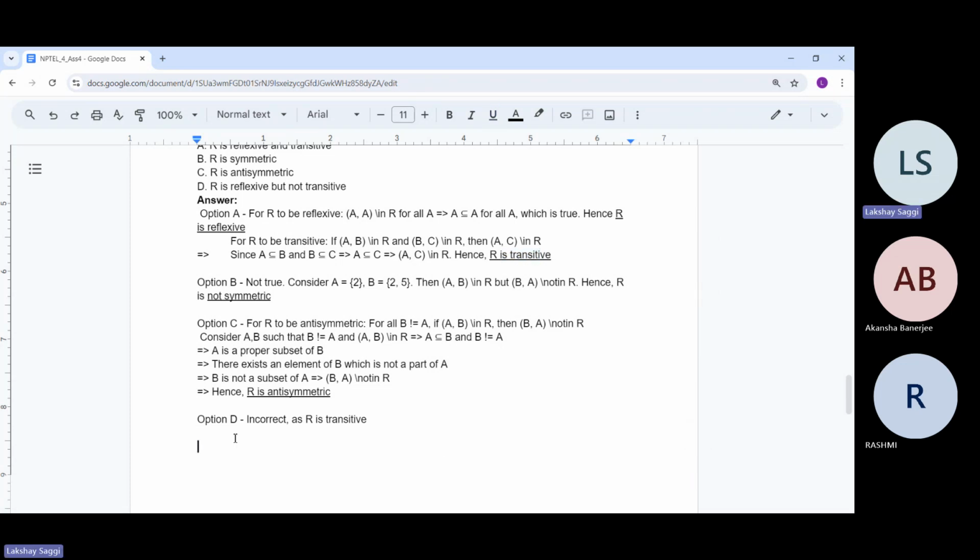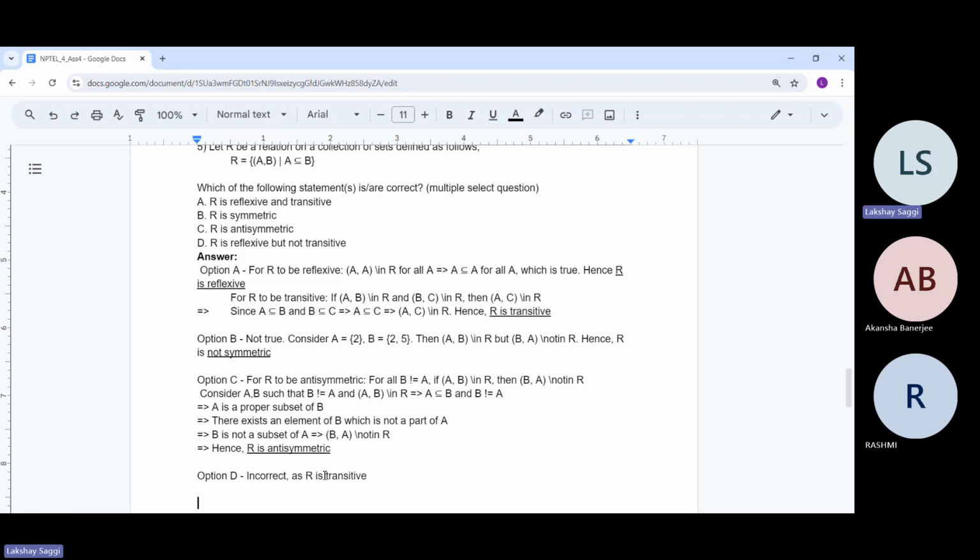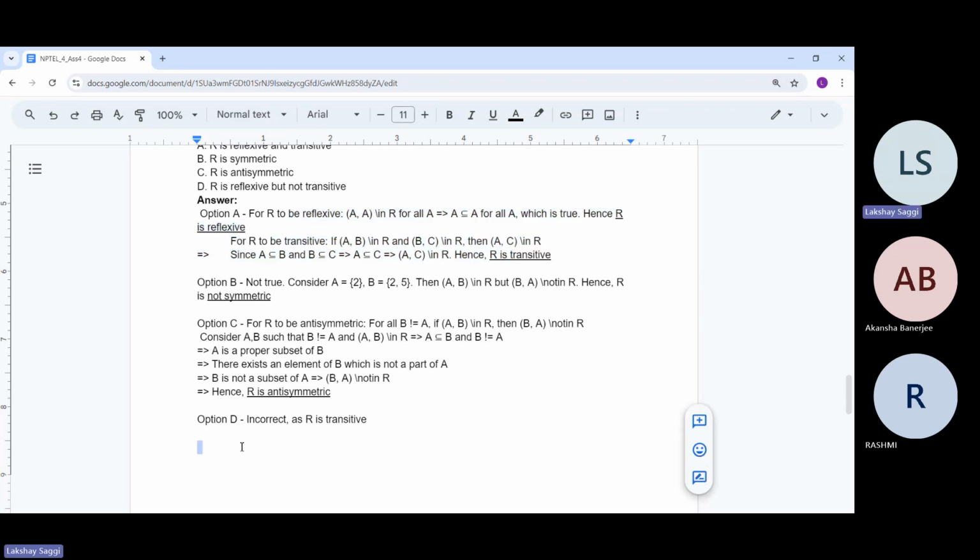Okay, so we see that only option C said antisymmetric. So option C is correct. Option B is incorrect. Option A is correct. Hence, options A, C are correct.